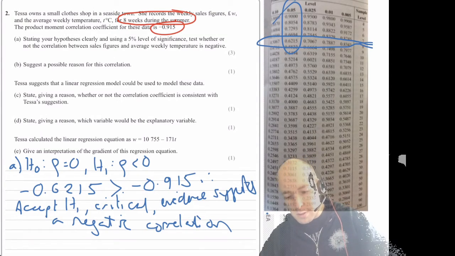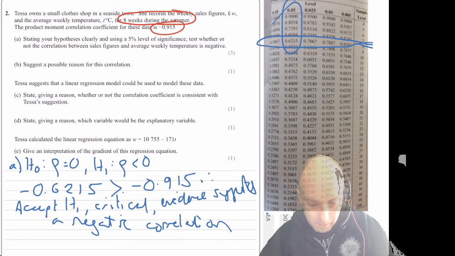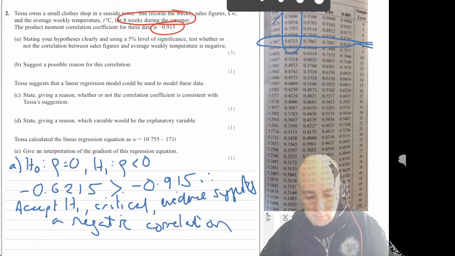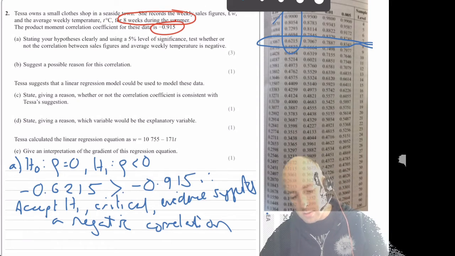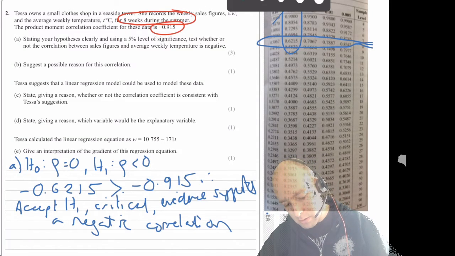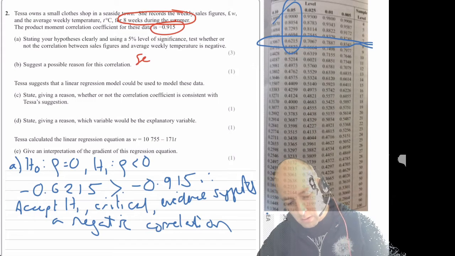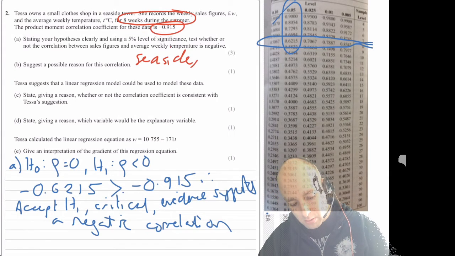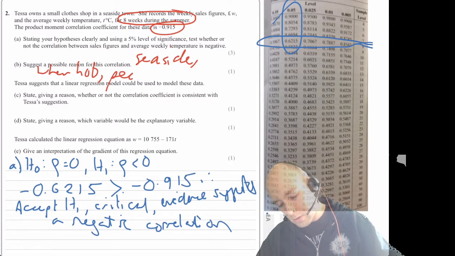Okay, suggest a possible reason. So it's a seaside town. Where's everyone going to be when it's hot? Probably at the beach. So we can say seaside town, when hot, people at beach, not shopping.